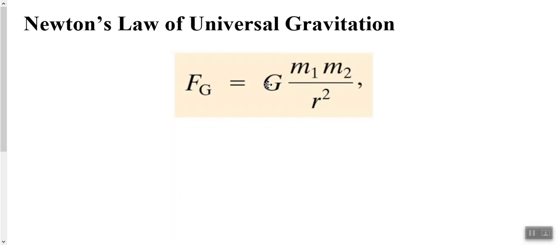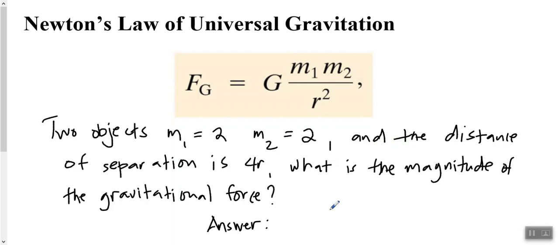Say, for example, two objects initially have the same mass. Now we double the masses and we quadruple the separation. So what is the magnitude of the gravitational force?